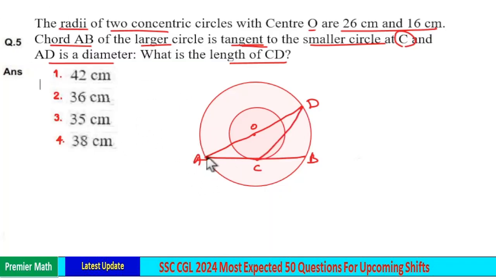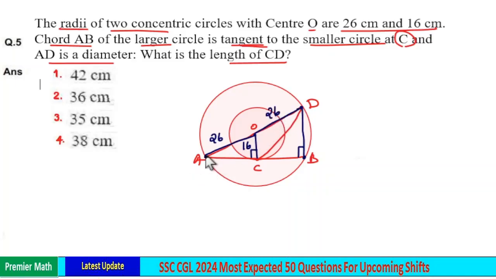Here, if you look at this, AD is diameter. Diameter can create 90 degree at any point on the circumference of the circle. Point B is on the circumference of the circle, so this angle is 90 degrees. Same way, radius create 90 degree with the tangent. And here radius of smaller circle is 16. And this AO is radius of larger circle, which is 26. So this is also 26.